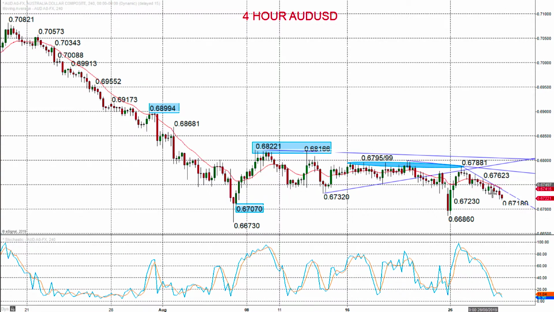Australian dollar continues its grind lower throughout this week, having had that rebound at the beginning of the week. Lower down through 67.23 support overnight. Downside risk down towards 66.86, certainly down through 67.00 is the threat for today.